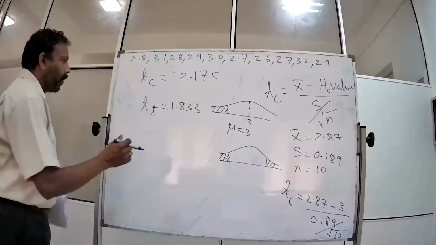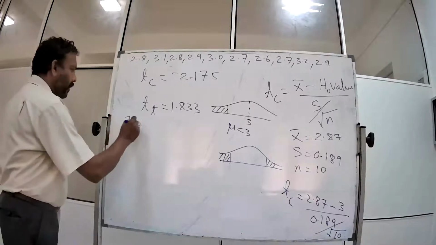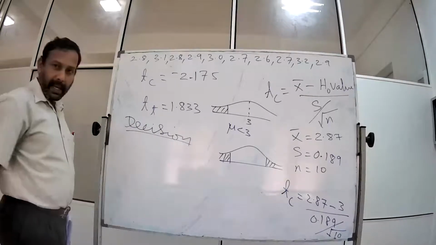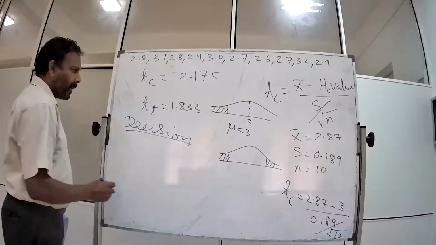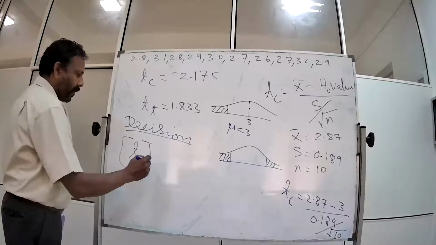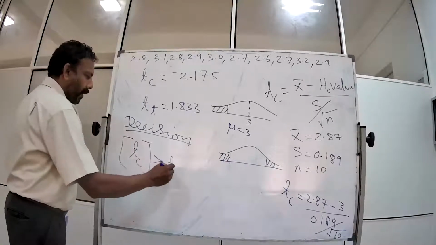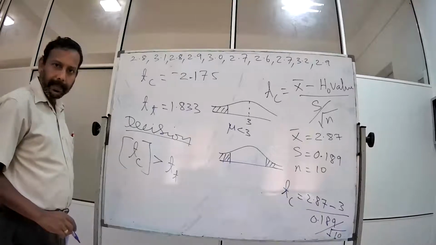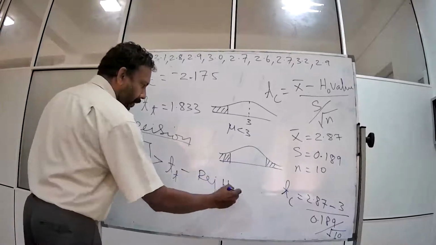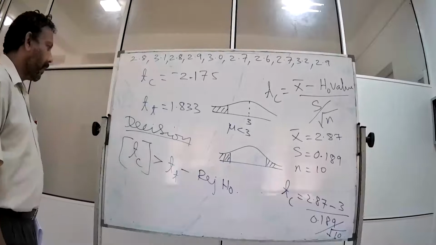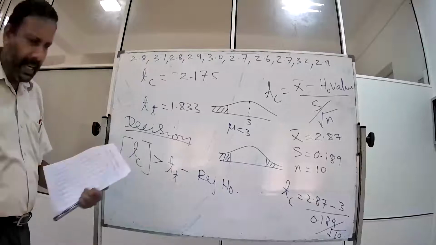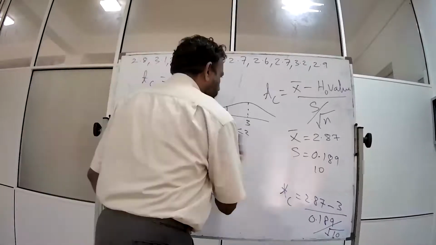Now the third step is the decision-making process. In the decision-making process, can you remember, if the T calculated value, which is the absolute value, is greater than the table value, then we reject our null hypothesis. What does it mean actually?